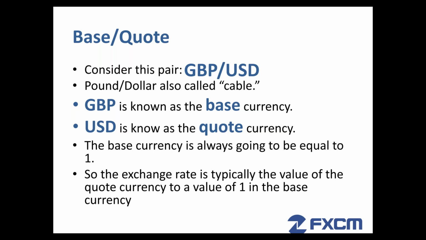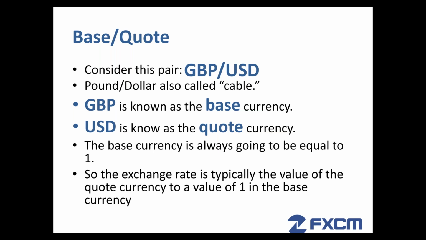Now, take a look. Pound GBP is the first currency and USD, the US dollar, is the second currency. The first currency is always called the base currency and the second currency is always called the quote currency. So in this example, pound is the base and the US dollar is the quote. It's very important to know that the base currency is always going to be equal to 1. So when we're looking at a currency pair, we are looking at the value of the quote currency to a value of 1 in the base currency.